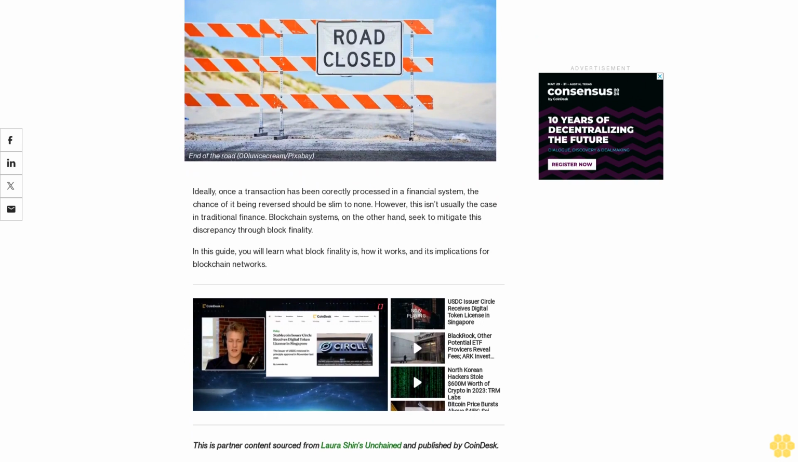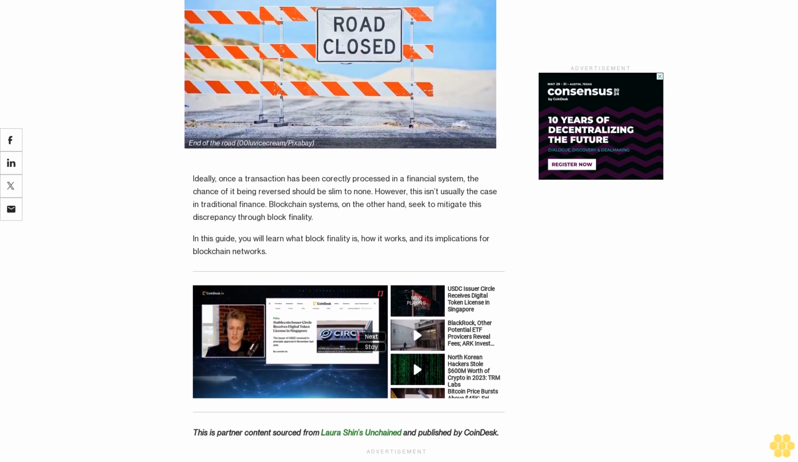In this guide, you will learn what block finality is, how it works, and its implications for blockchain networks.